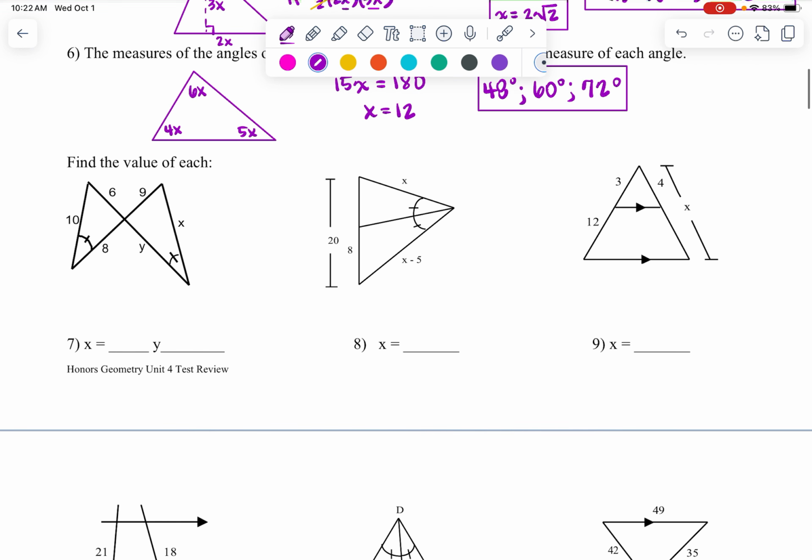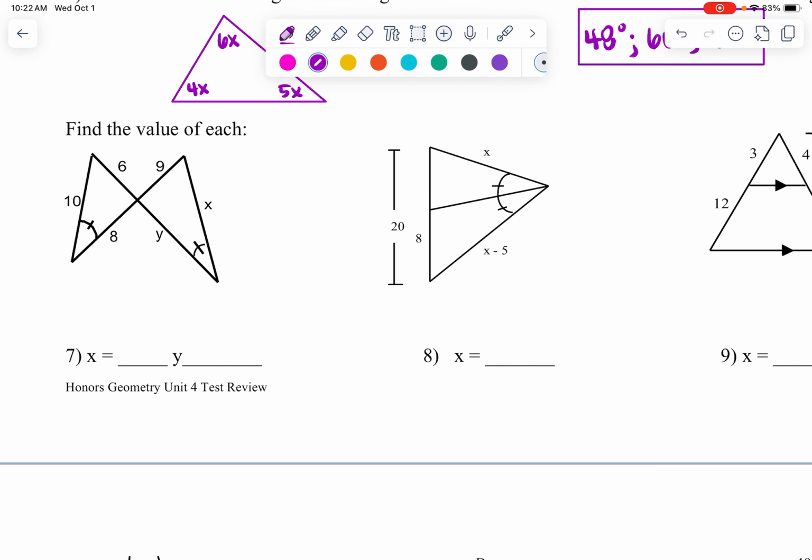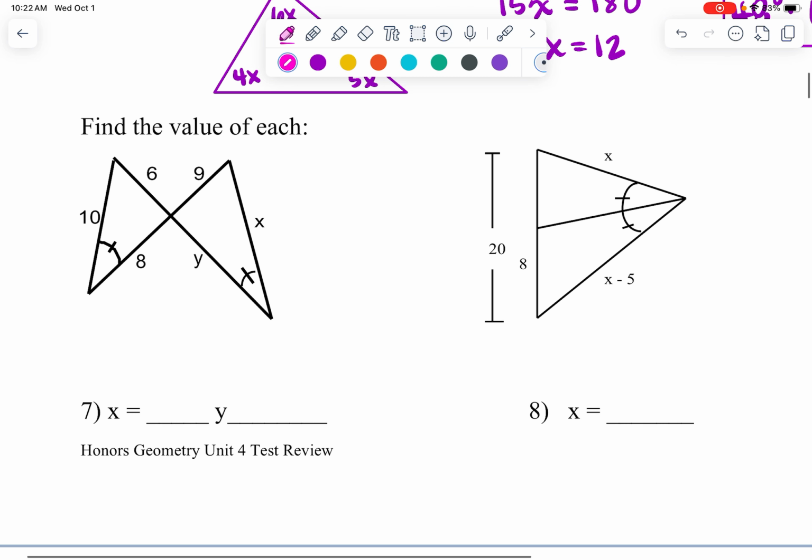All right, number 7. All right, so these are similar figures, and we can prove that because we have one pair of congruent angles right there, and we also have this lovely pair of vertical angles. So I can prove by AA similarity, I know it's not asking you to do that, but I'm going to go ahead and write it. I can prove by AA similarity that these are similar figures, which means that they are proportional, right?